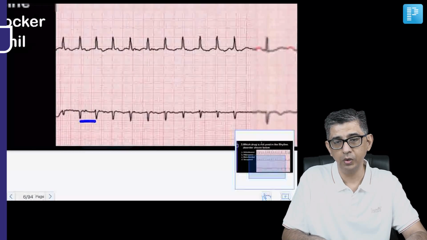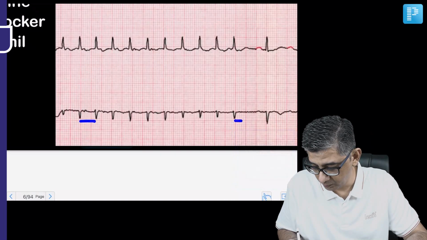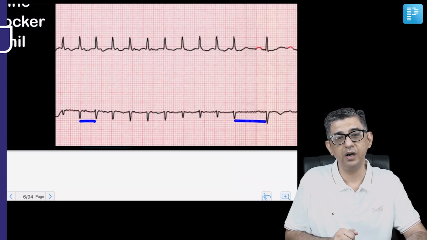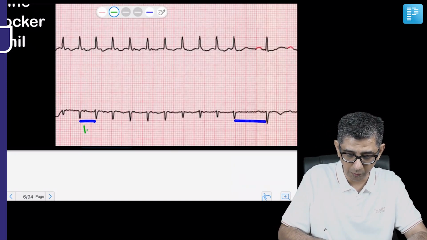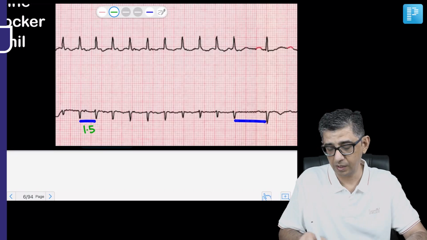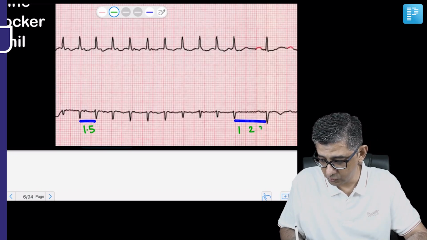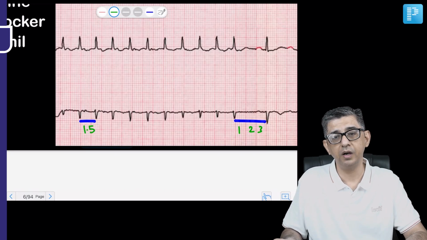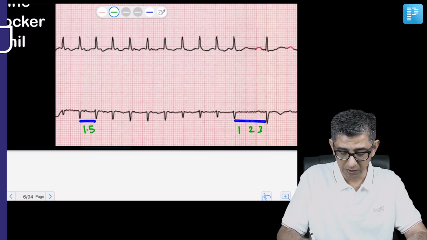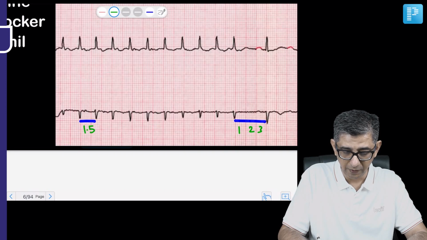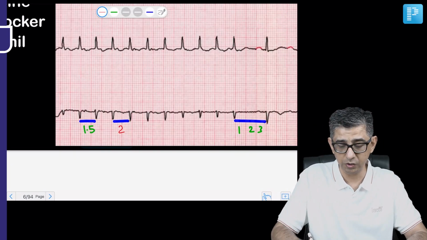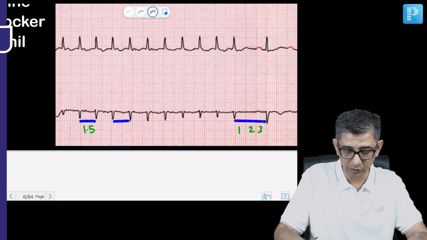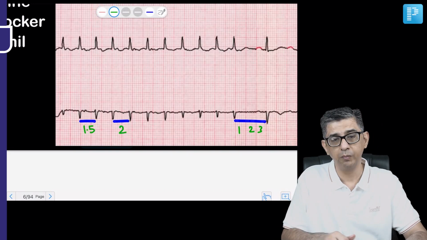But if I scroll laterally, you will notice that the number of large squares between the R and R is increasing. Let me put on some numbers here. I can count about 1.5 large squares here, but now I can count 1, 2, 3. So you are having a variable RR interval in the patient. Let me count this once again, and you will notice that the second time I'm counting it, the number of large squares between the R and R is changing to about 2 large squares, and therefore the heart rate of this patient has been shown to be varying multiple times.